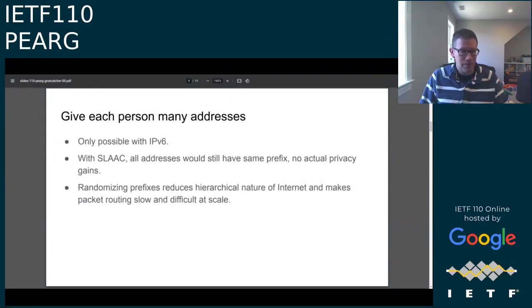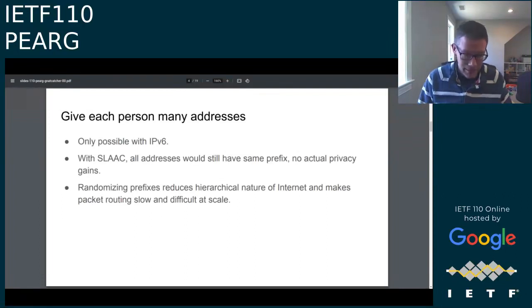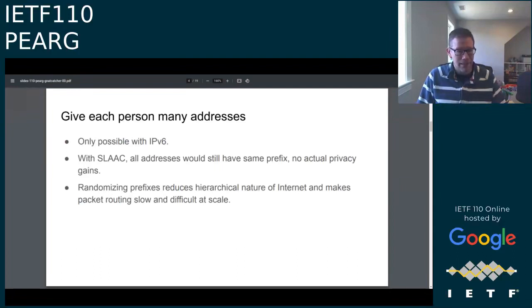So the first solution, give each person many addresses. These days, with the number of internet users, it's only possible with IPv6. Right now, a lot of people are using SLAAC for IPv6 to get their address. And the problem is that a lot of the time they still have a big prefix that's unique to them. And so even if they have multiple addresses, they'll all have the same prefix, and it's not really providing any privacy. We could start giving people lots of random addresses with different prefixes, but the hierarchical nature of the internet kind of breaks down, and it becomes very challenging to route packets at scale. The router caches kind of explode.